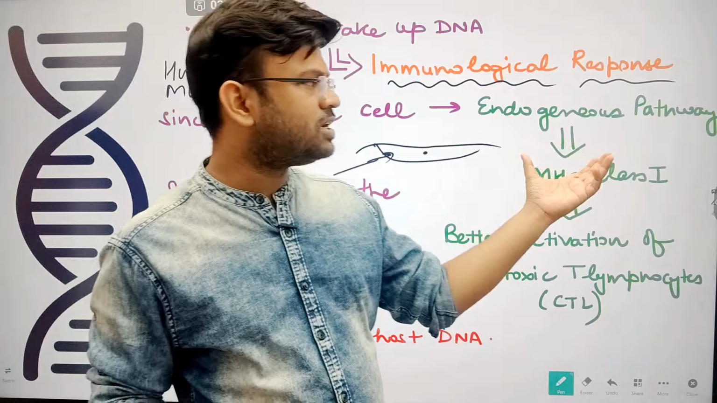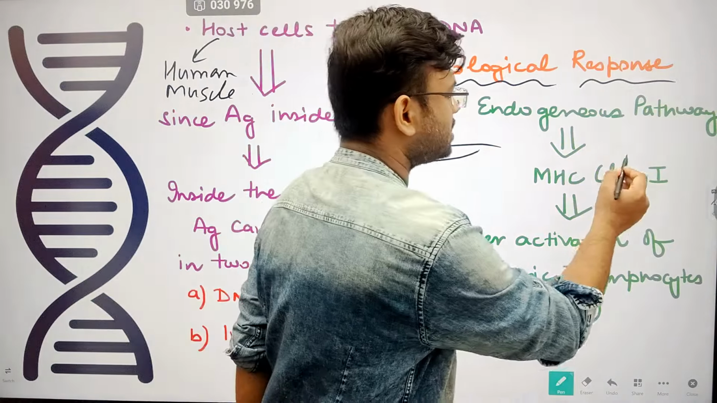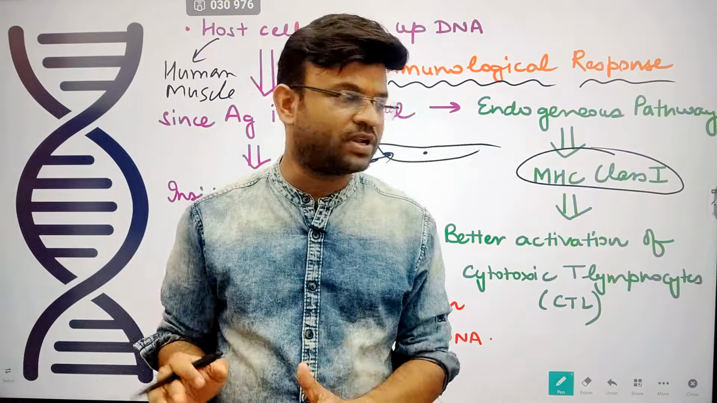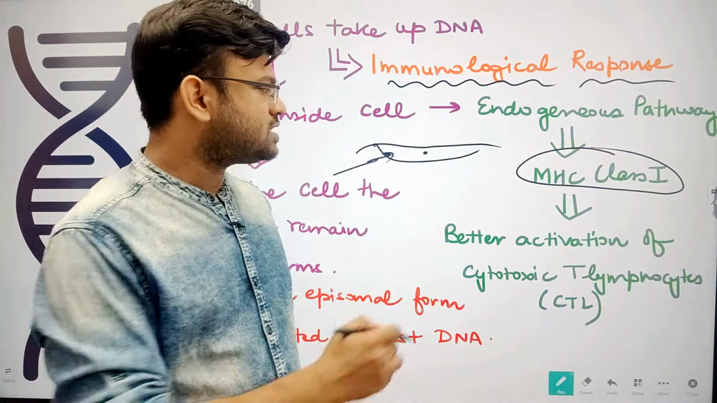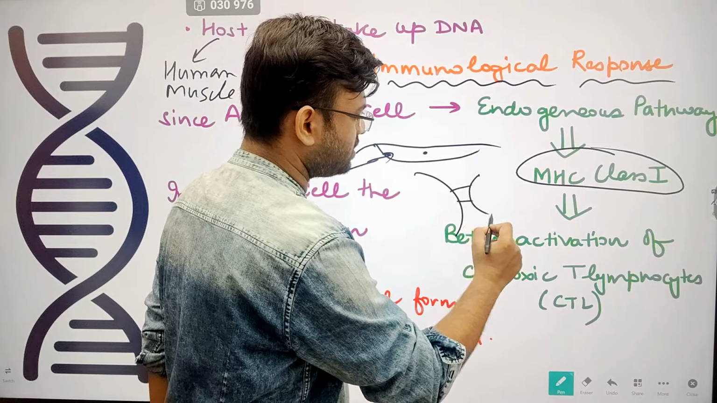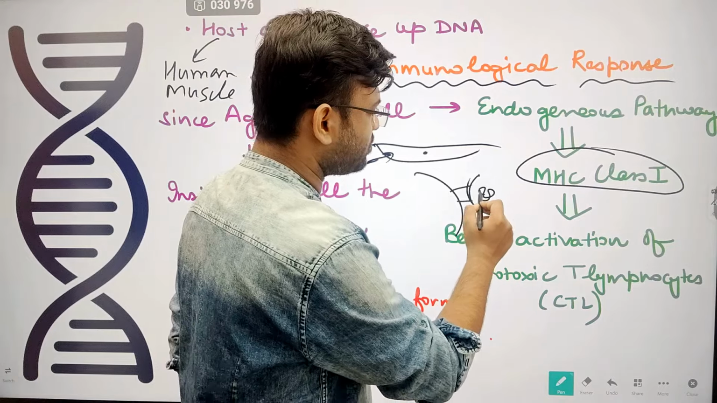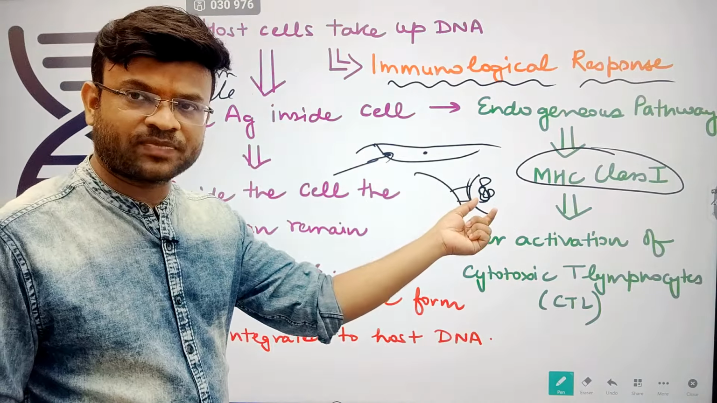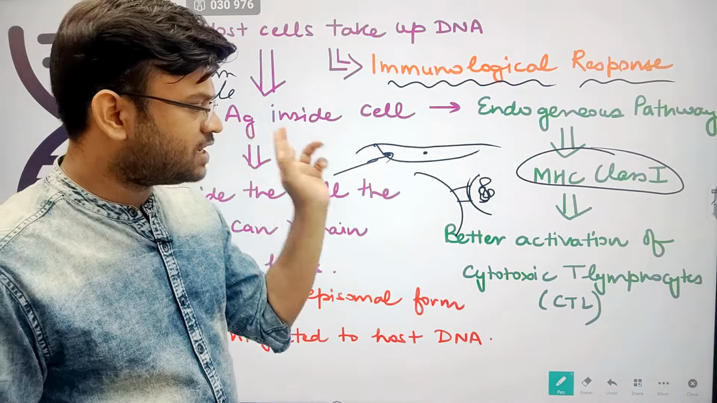So how would it be done? The endogenous pathway is used, and in the endogenous pathway we require MHC class 1, right? You would be remembering that. Now MHC class 1 would be used, and let us say this is a particular cell, this is the MHC class 1. This MHC class 1 would be exhibiting some of the proteins, and these proteins would be the foreign proteins that have been synthesized by the plasmid DNA.